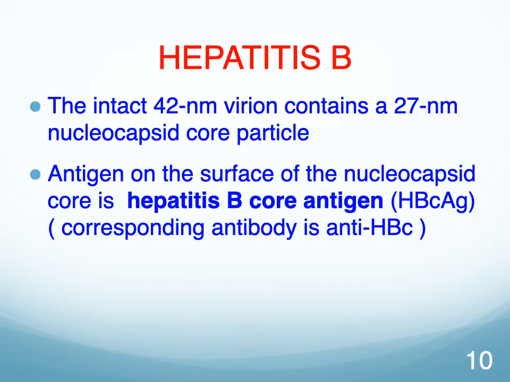Here, as I mentioned, although chances are I will not give this in the exam, it is nice to know that hepatitis B is an intact 42 nanometer virion with a 27 nanometer nucleocapsid core particle. The antigen on the surface of the nucleocapsid is the B core antigen, corresponding to the anti-core. It is a bit confusing, but there are several nomenclatures that you will encounter.